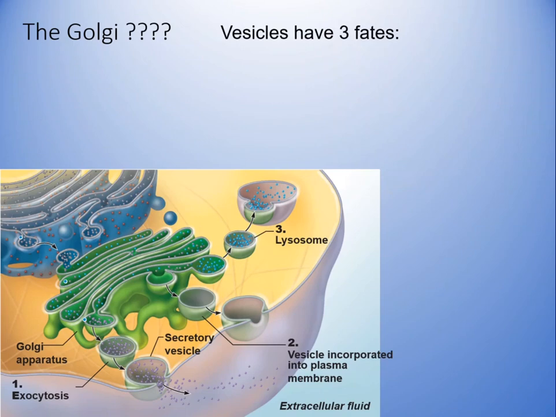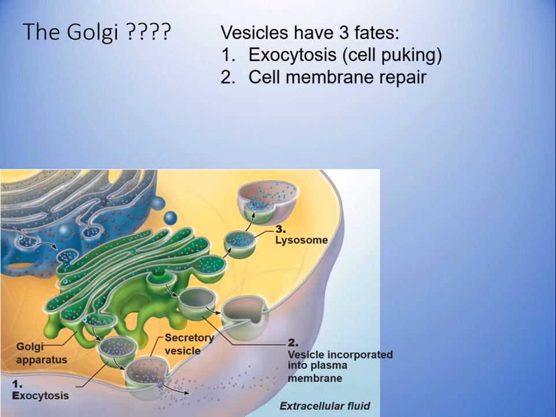When the Golgi makes vesicles, one of those fates is that it can be puked out by the cell. But vesicles from the Golgi have three fates, because the Golgi has other responsibilities than just protein making. Number one, the Golgi can make a vesicle that's full of the protein and the cell will puke that out, and that's called exocytosis. Number two, the Golgi can make a vesicle that fuses with the cell membrane and repairs certain areas of the cell membrane. You can see that down here, labeled as number two in the picture.